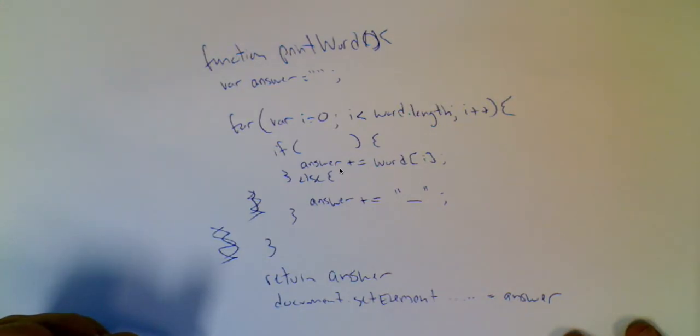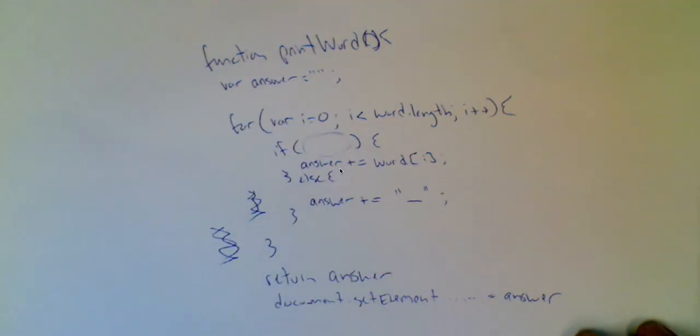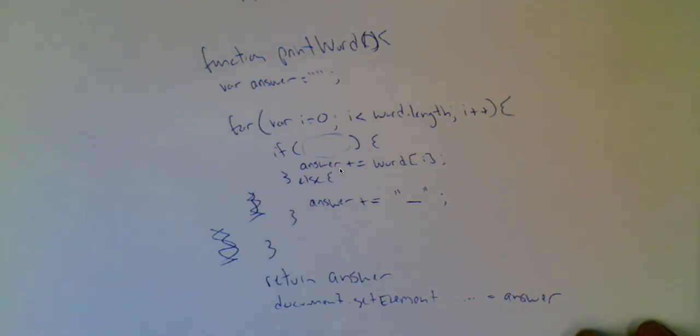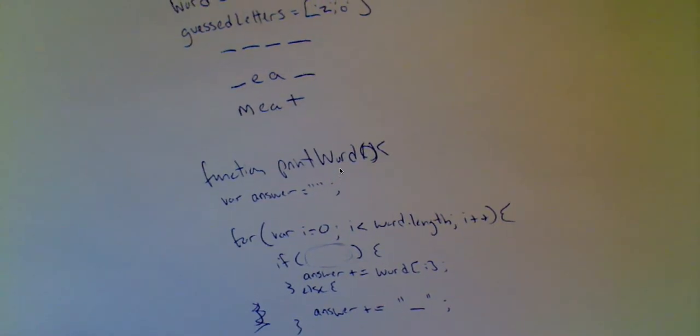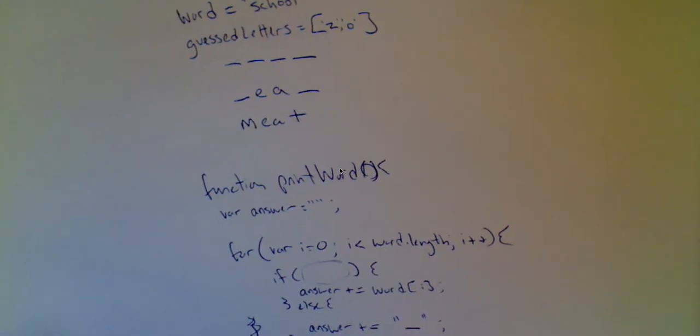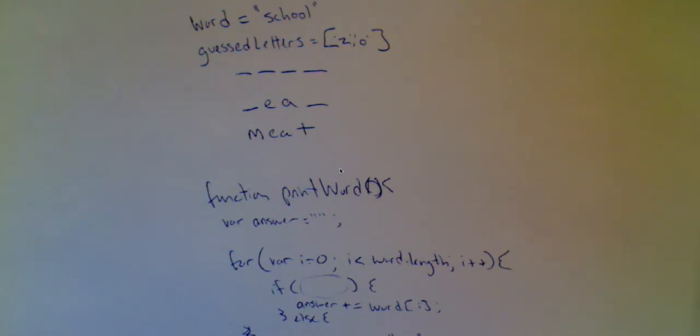document.getElementById, write it out to the page. Okay, this is almost complete. The one part we're missing is here though. What is our logic to decide whether or not the letter we are on is in guessed letters? And what we're going to use here is we're going to use a function or a method called indexOf. So we're going to say guessed letters dot indexOf the letter that we are on.